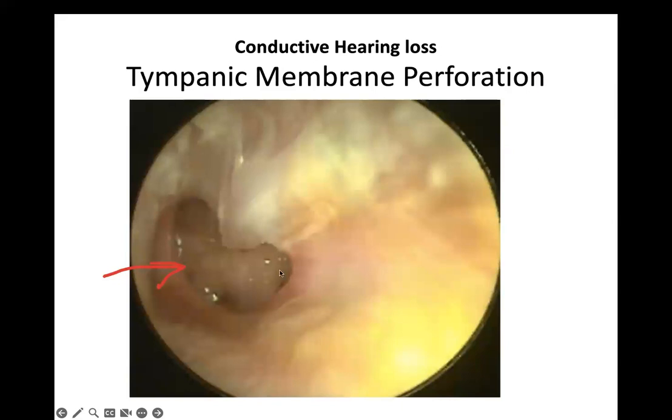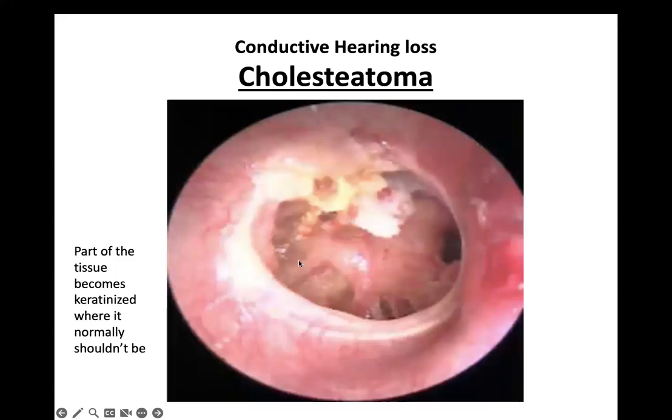This is a perforated eardrum, okay? This can cause, again, conductive hearing loss. This is a cholesteatoma, which is basically when skin cells start to grow where they normally shouldn't be, so there's an overgrowth of epithelial cells. And this is actually common in KFSH. We've seen lots of cases of it. It looks like a pearly, whitish tumor that grows in your ear, okay? And it causes conductive hearing loss.